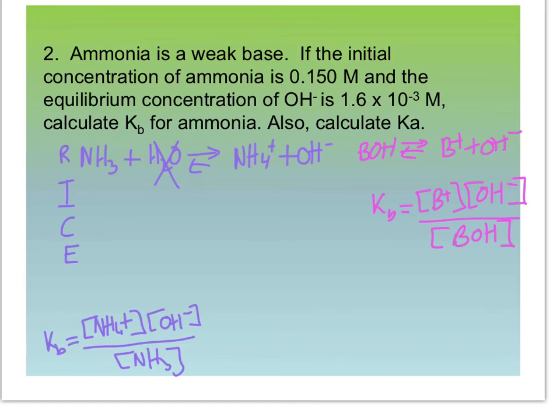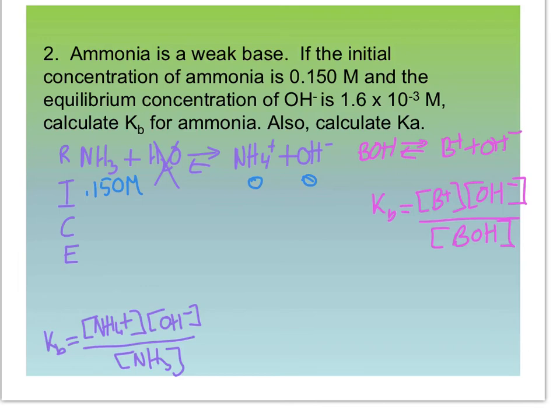So remember, I stands for initial, C stands for change, E stands for equilibrium. And I'm going to go ahead and fill it up with what I know. Ammonia's initial concentration is 0.150 molar. Don't care about the water because it's a liquid. I know that the ammonium and the hydroxide are zeros because these are products. So at the beginning of a reaction, you have no products.